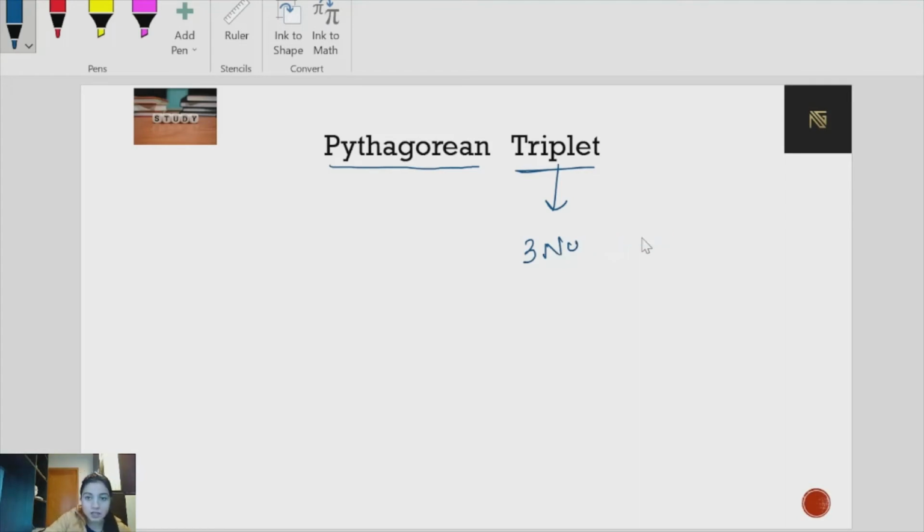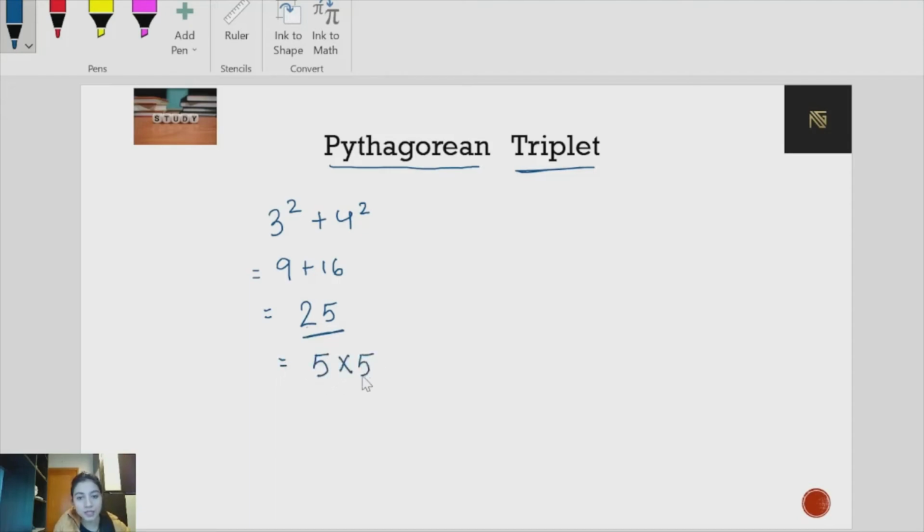So let's understand this one with the help of one example. So let's take 3 square plus 4 square. Now you know how to find square of any number. So find and solve it. So 3 square will be 9 and 4 square will be 16. When we will add these 2, we will get 25. This 25 is a perfect square number which we can represent as product of two same integers. Right? And we can write this 5 times 5 as 5 to the power 2 as well.